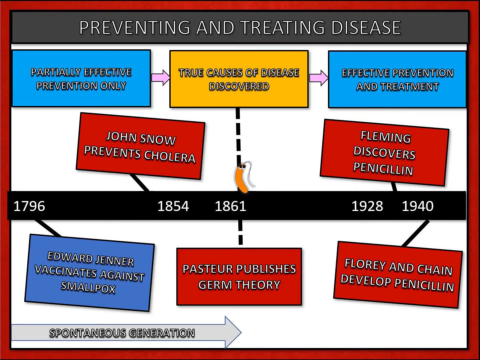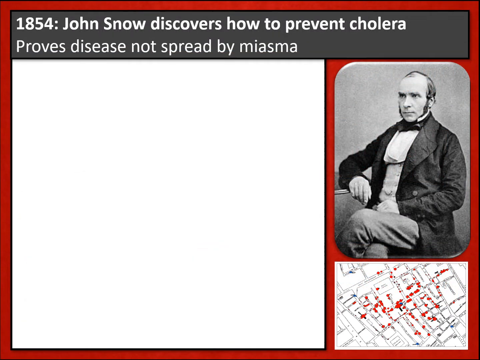Okay, so our next point is going to be John Snow and his prevention of cholera. Notice we're still before a point where the true causes of disease were discovered. So in 1854, John Snow discovered how to prevent cholera. And in doing so, he undermined one of the key explanations of disease at the time, which was miasma theory.